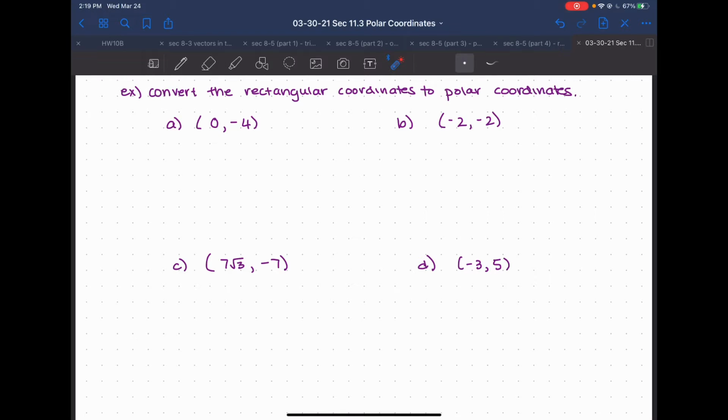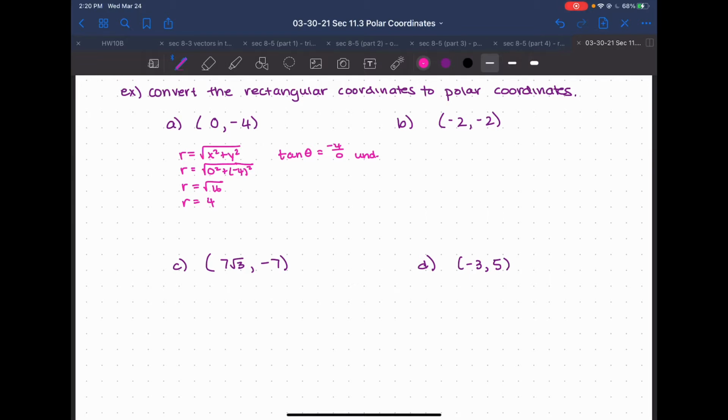So remember, r is the square root of x squared plus y squared. So you could just use this. However, let me just work this out, and you get r equals 4. And then theta, we could use tan theta is y over x. So we have negative 4 over 0, so it's undefined. Oh no. But sometimes rather than just mindlessly going through the formulas, think about the picture.